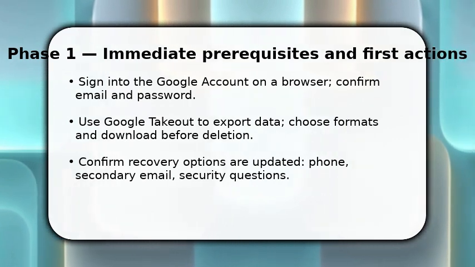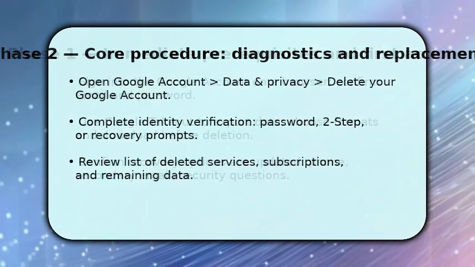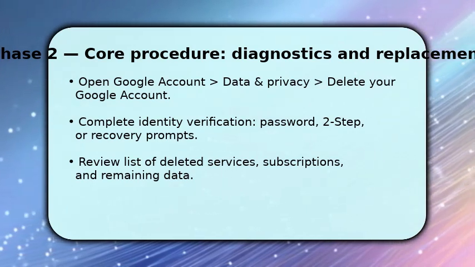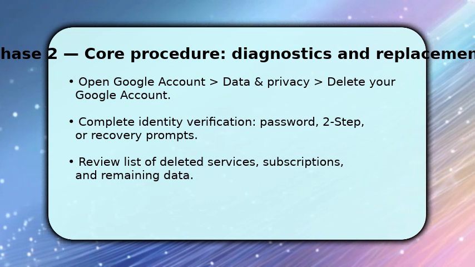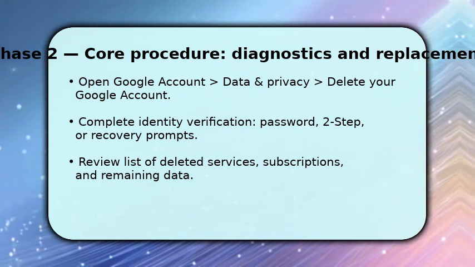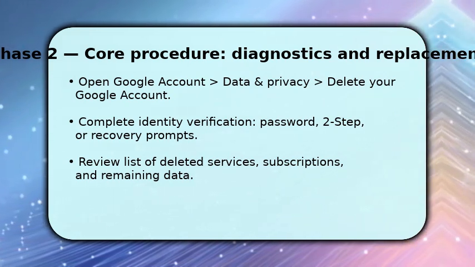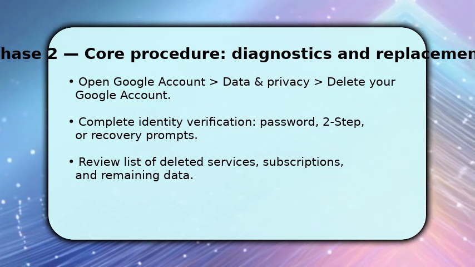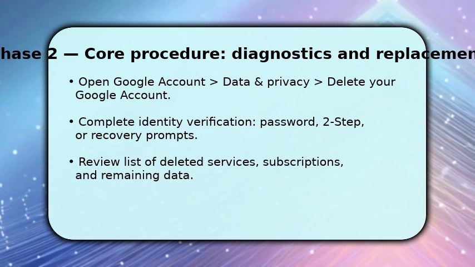Now move to the deletion screen. Open Data and Privacy, scroll to delete your Google account, and follow the prompts. You verify identity, enter your password, and complete two-step verification if prompted. This prevents unauthorized removal. Then read the items listed for deletion: Gmail, Drive, Photos, Play purchases, and any subscriptions.